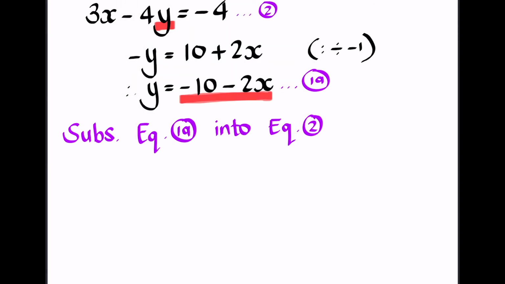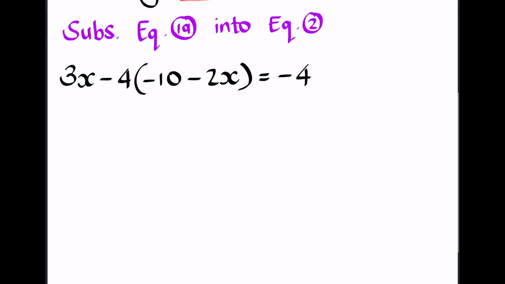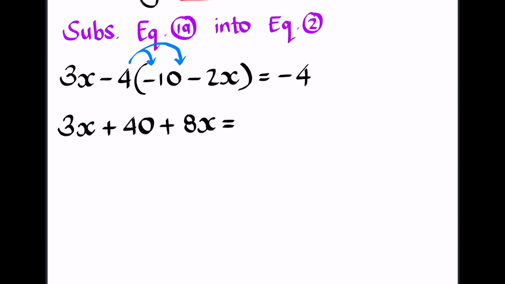So I have 3x minus 4. Remember, when you substitute, use brackets in place of the y. I'm going to put what y is, which is minus 10 minus 2x, carry down the whole equation, is equal to negative 4. Now I'm going to simplify this, so this minus 4 is going to jump inside this bracket. So now I'm going to have 3x, negative 4 times negative 10 is positive 40. Negative 4 times negative 2x is positive 8x, equal to negative 4.